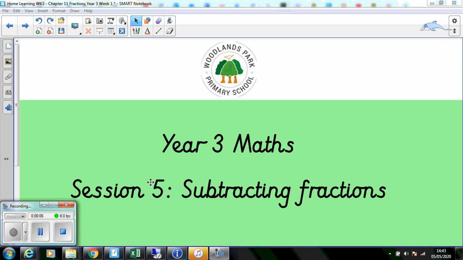Today we're looking at session 5 of our fraction chapter, and we're subtracting fractions today. What's the same as our last lesson? And what's different? That's right, we're still working in fractions, but last time we were adding fractions together, and this time we're thinking about subtracting, taking away in fractions.